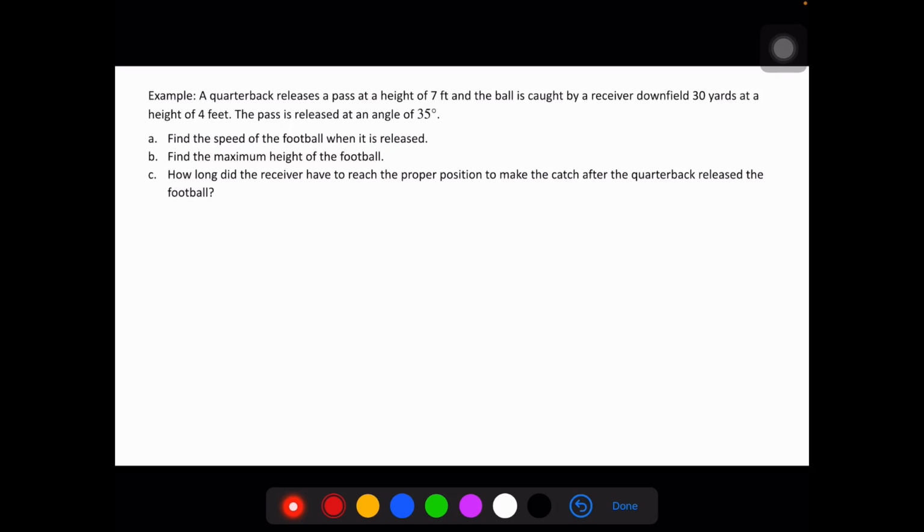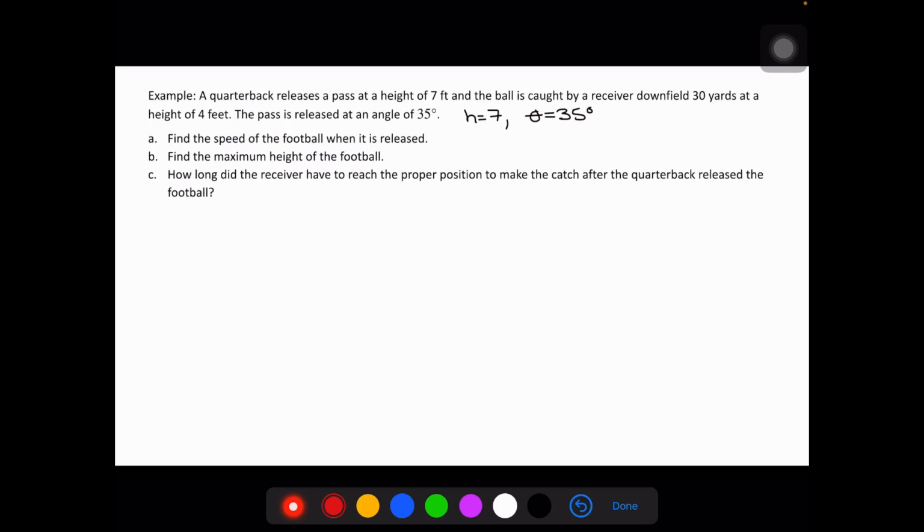So my example says a quarterback releases a pass at a height of 7 feet. So initial height is 7 feet. And the ball is caught by a receiver downfield 30 yards at a height of 4 feet. The pass is released at an angle of 35 degrees. Okay, so our initial height was 7 feet. Angle of elevation of that pass is the 35 degrees. We are going to start by trying to find the speed of the football when it was released.